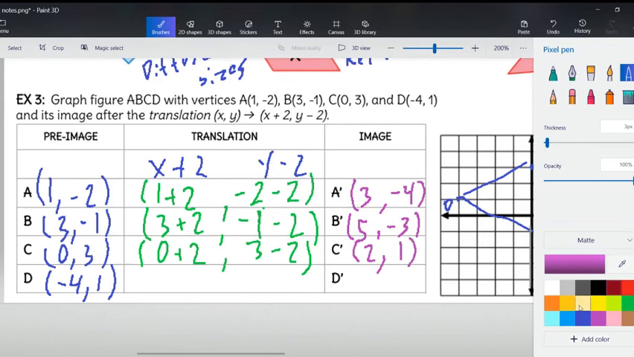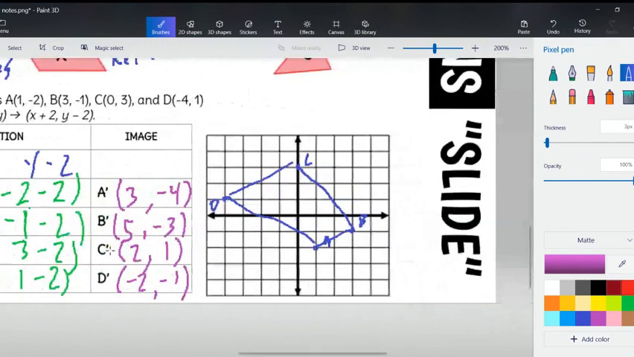And then our last one, point D, would be -4 + 2 and 1 minus 2. Okay, so looking on here, -4 + 2 would be -2. 1 minus 2 would be -1. All right, so all we have to do now is just go over and graph our new points, A prime, B prime, C prime, and D prime. Remember, the prime just comes from the little apostrophe. All the apostrophe means is that it's the image, not the pre-image. That's what we're doing to it.